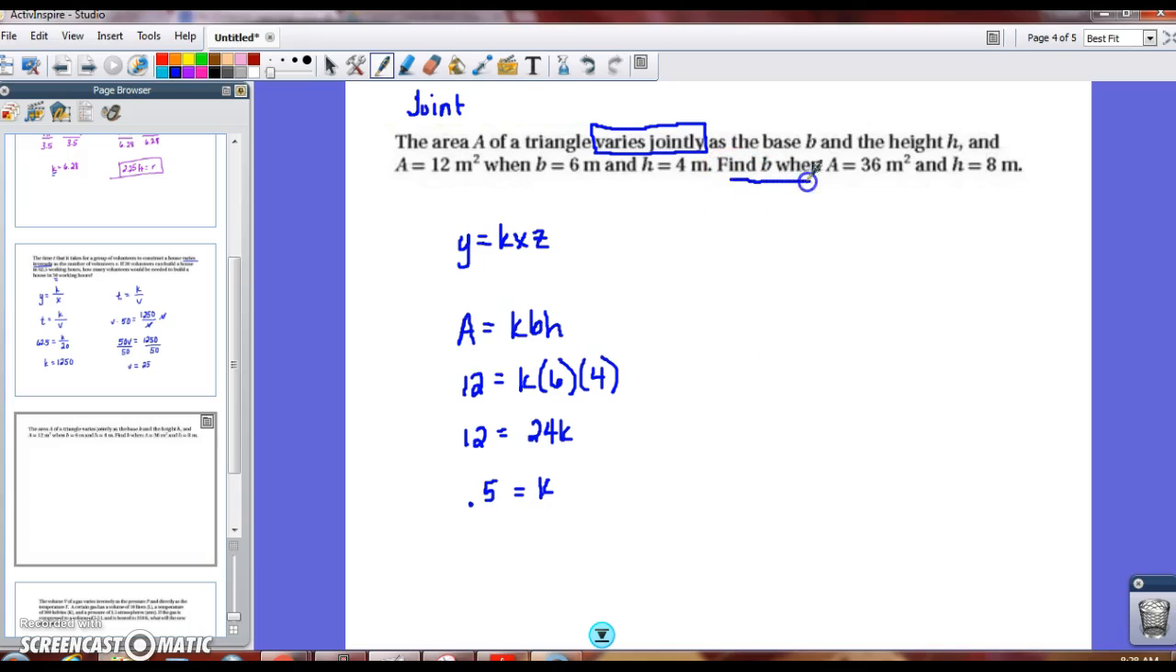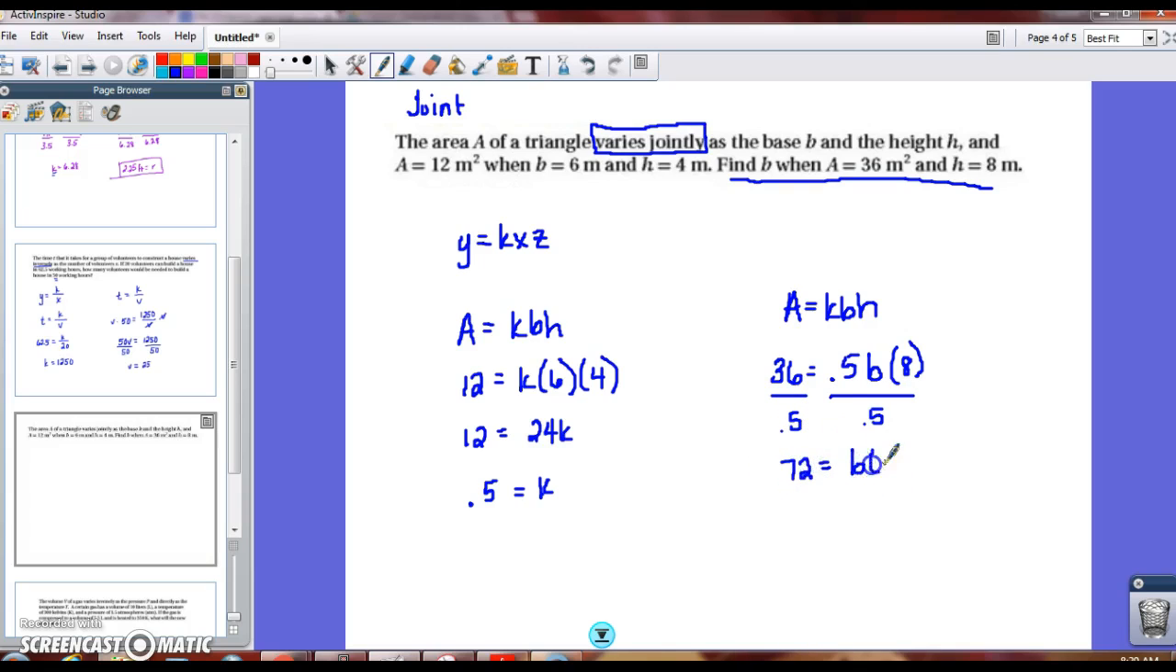So now in the second part here, it says to find b. So I'm still using the same equation. A is equal to k times b times h. But now A is 36. I know that k is 0.5. I just figured that out. I'm trying to find b, and I know that h is 8. Okay, so if I divide both sides by 0.5, that gives me 72 is equal to b times 8, and then if I divide both sides by 8, I end up with b is equal to 9, and that would be meters.